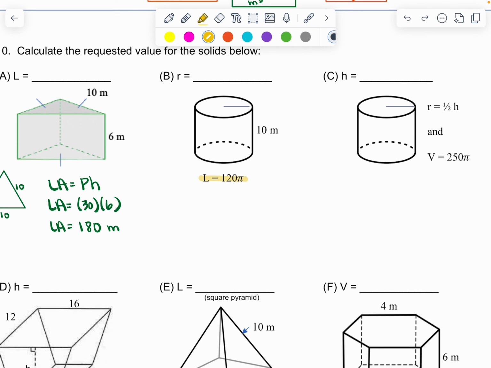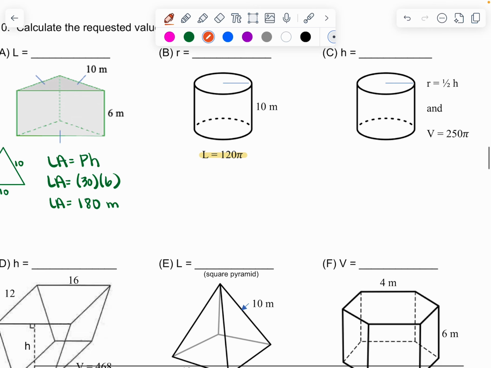All right, next up is a cylinder. Notice the clues here. They want you to find the radius given the lateral surface area. All right, so we're using formulas in reverse here. So again, you want to write down your formula. If they give you the lateral area, which they're just using L, you can write L or LA. It makes no difference to me. So the lateral area of a cylinder is 2 pi RH. So we're just plugging in the 120 pi.